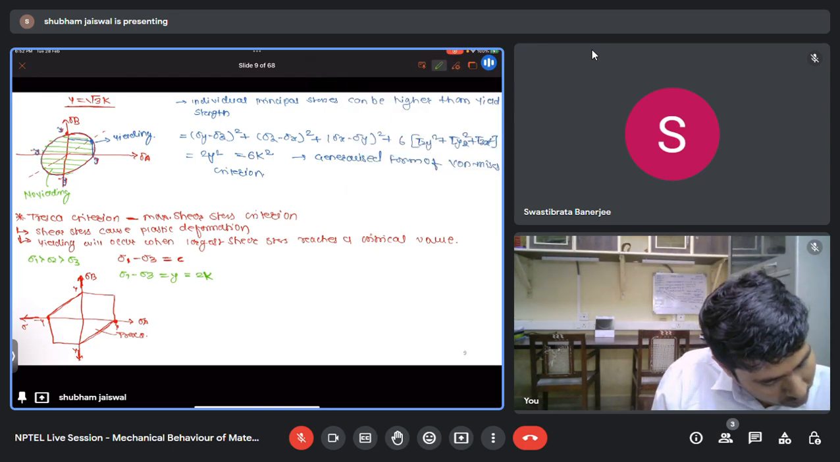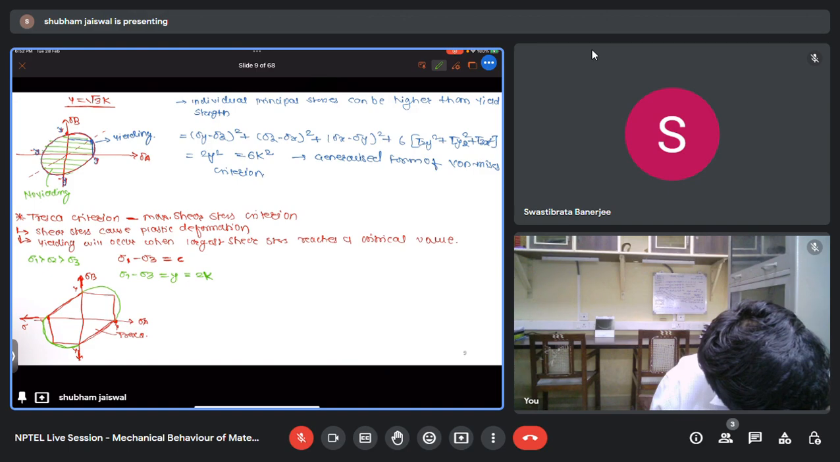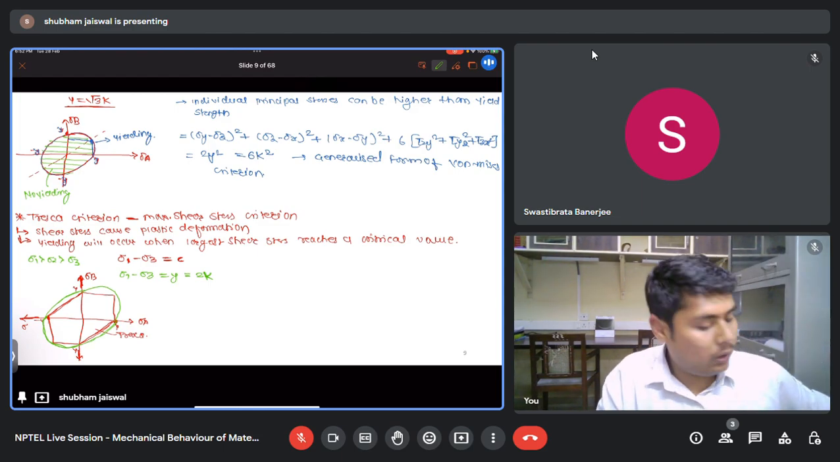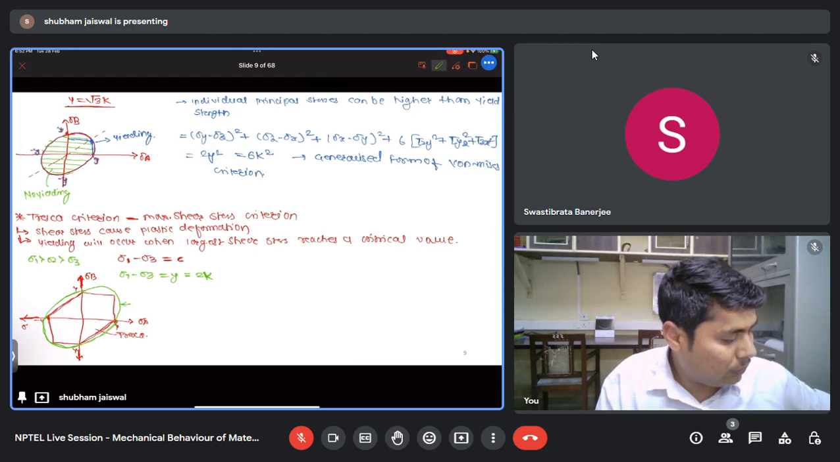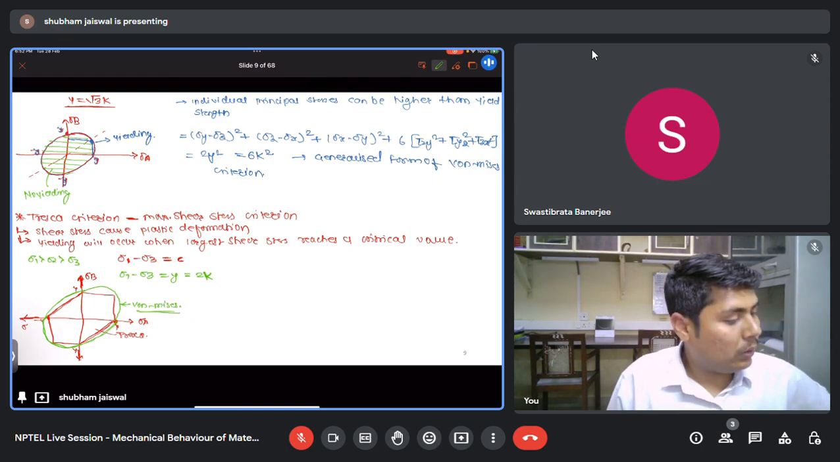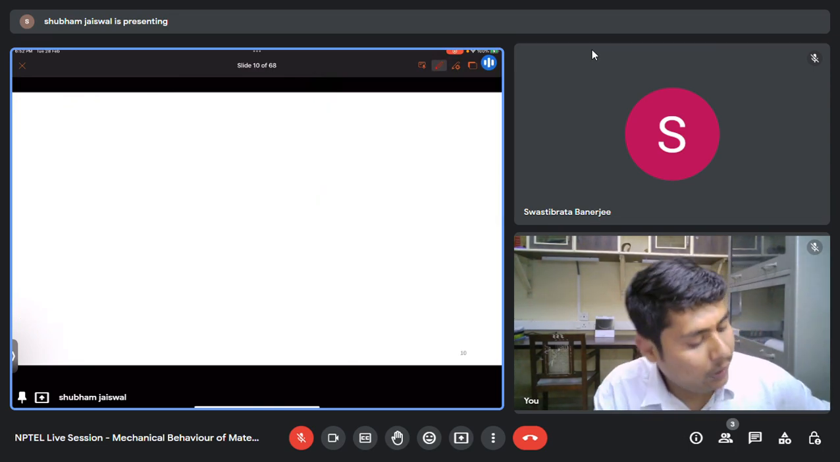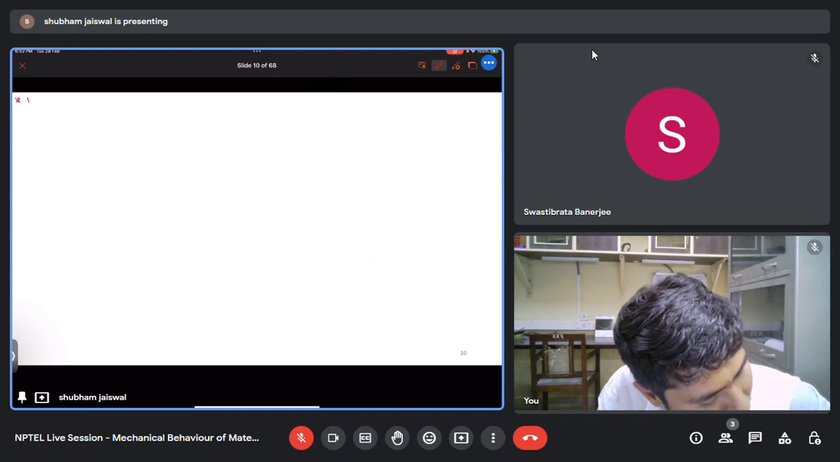So, and if you overlap with von Mises, we can see this. This is the von Mises criterion. Okay. So after that, we have discussed one more criterion, that is Rankine or maximum stress criterion.